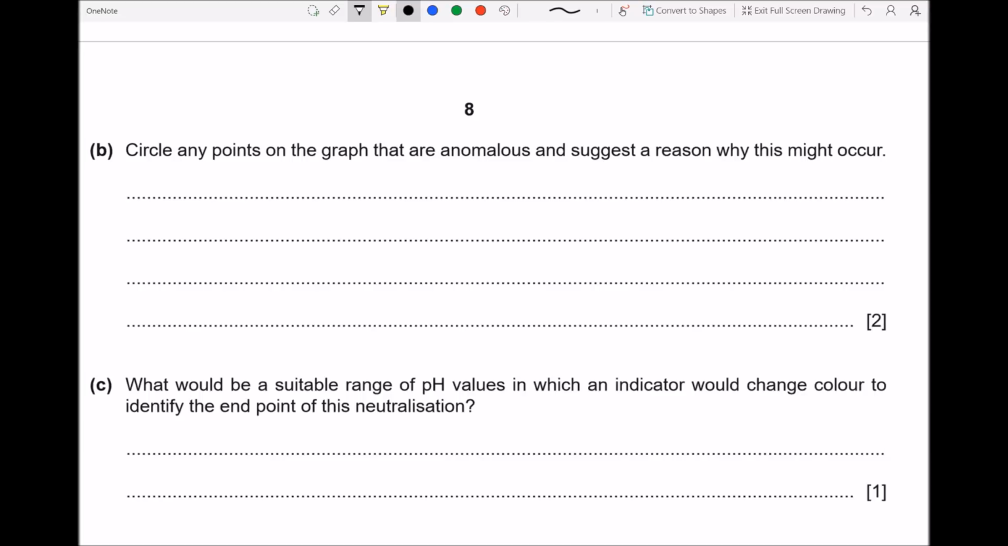It could be a few things. You can see it's lower than the rest of them. So it could be something like sodium hydroxide that may not have mixed properly with the acid, and so therefore it hasn't actually raised the pH by much.